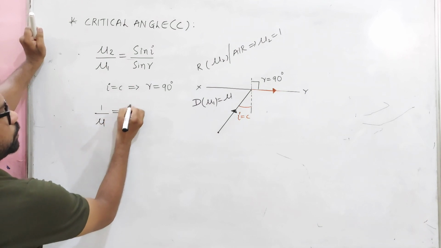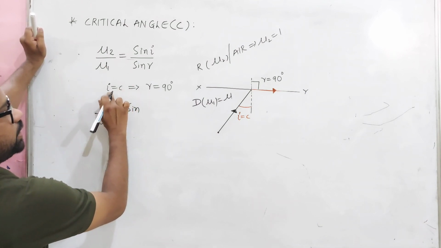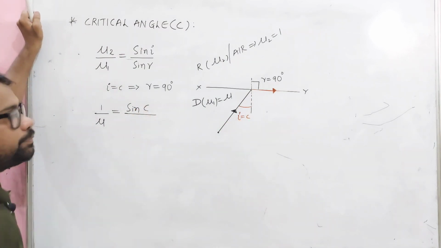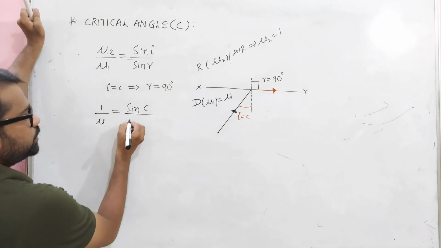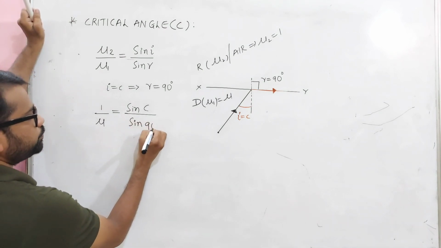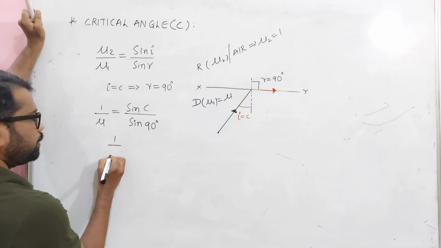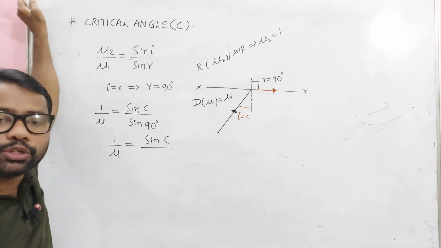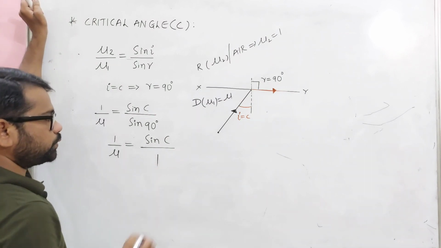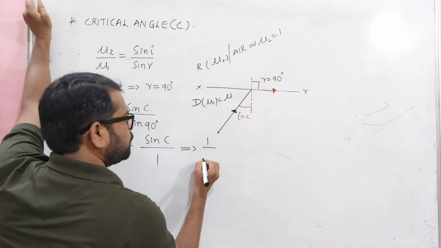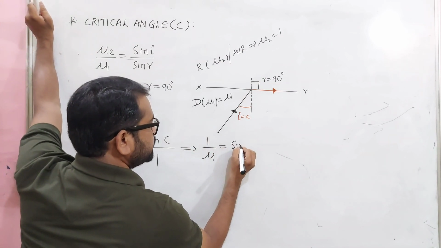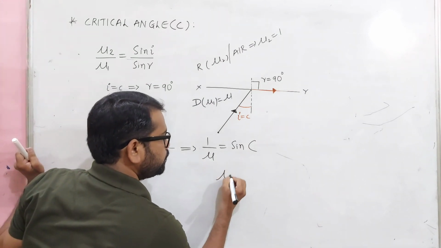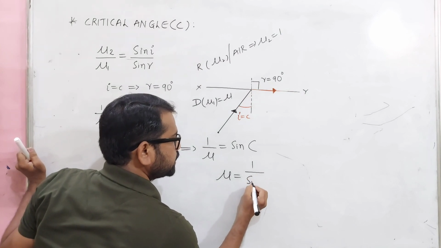So 1 by mu is equal to sin i by sin r. In the place of i, we substitute the critical angle, that is sin c, by sin r, where r is equal to 90 degrees, so it is sin 90. Children, sin 90 is equal to how much? 1. So from here we get 1 by mu is equal to sin c. Or we can write it like this: mu is equal to 1 by sin c.